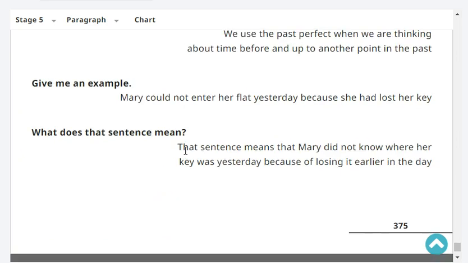Give me an example, please. Mary couldn't enter her flat yesterday because she had lost her key.